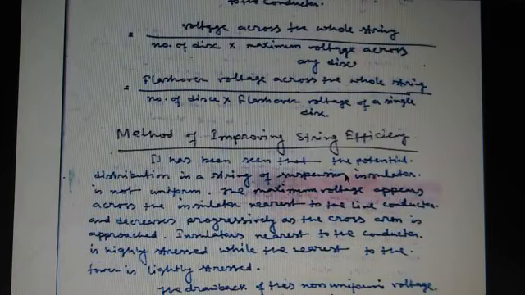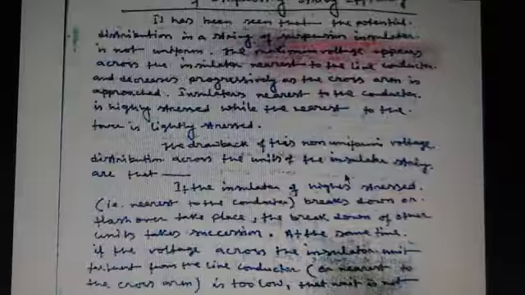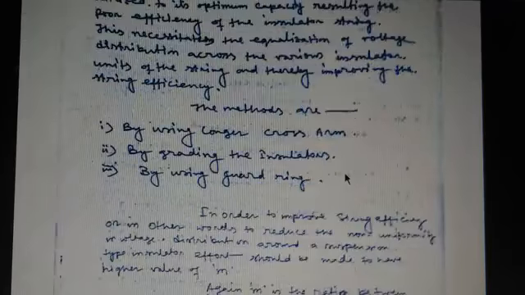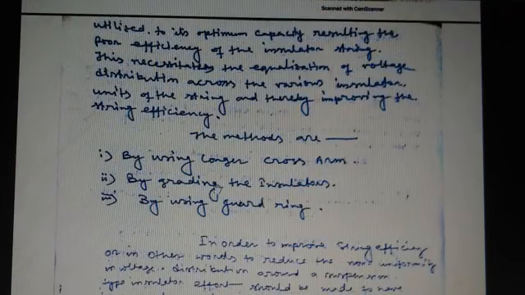Now the methods of improving string efficiency. There are different methods to improve the string efficiency. The methods are: by using a longer cross arm, by grading the insulators, by using a guard ring, and by using guttering.